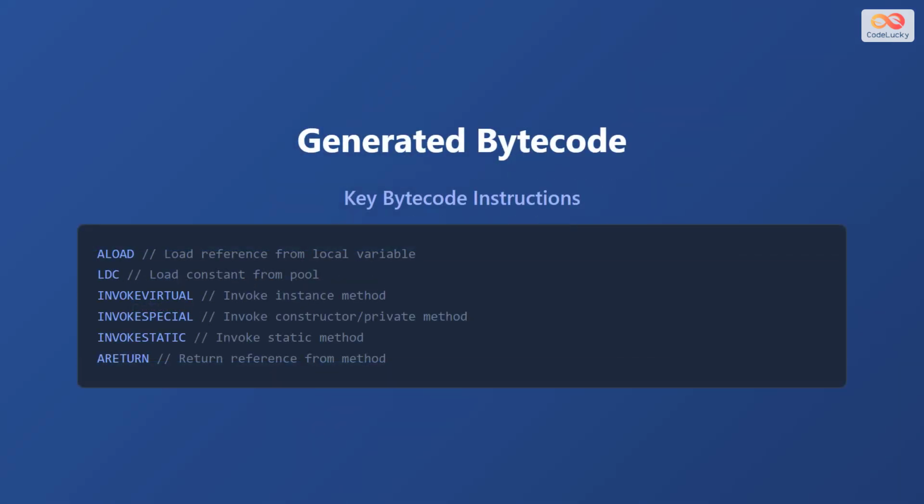When you inspect the bytecode, you'll encounter several key instructions. ALOAD loads a reference from a local variable onto the operand stack. LDC loads a constant value from the constant pool. INVOKEVIRTUAL invokes an instance method on an object. INVOKESPECIAL is used for calling constructors or private methods. INVOKESTATIC invokes static methods. And ARETURN returns a reference value from a method. Understanding these instructions is fundamental to reading and interpreting bytecode effectively.